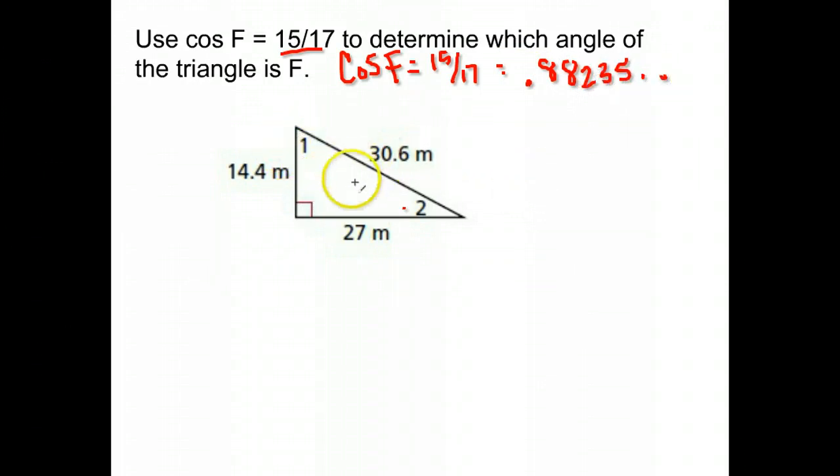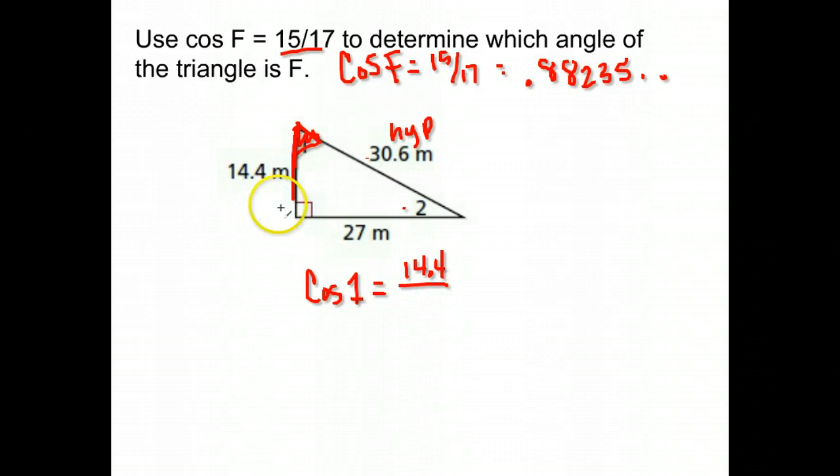Then I take a look at my figure. In this triangle, always I identify my hypotenuse so I don't accidentally use it as a leg. It's across from the right angle. Then for angle 1, we're looking for its cosine. So what would the cosine of angle 1 be? Well, cosine is adjacent, so the side touching, that would be 14.4 for angle 1, over the hypotenuse, which was 30.6. 14.4 divided by 30.6 gives me 0.470588. It goes on from there.